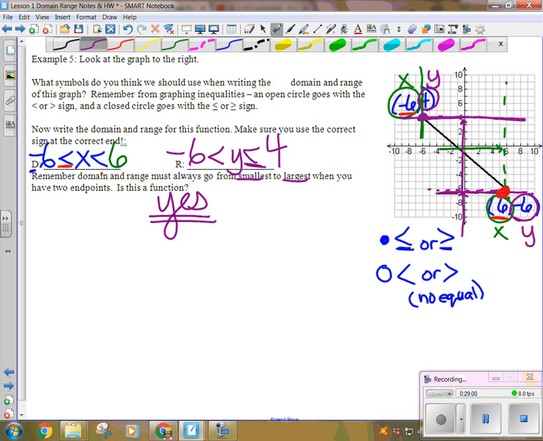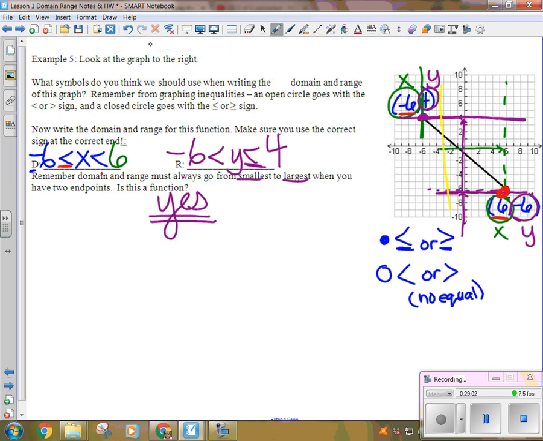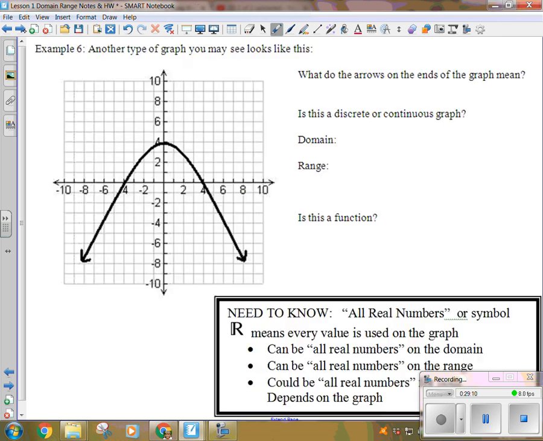If you tried to do a vertical line anywhere, it would only cross one time, anywhere. That makes it a function. It passes the vertical line test. All right, next one. First time we've done a graph that has arrows.